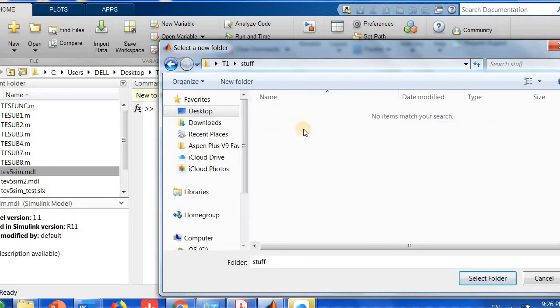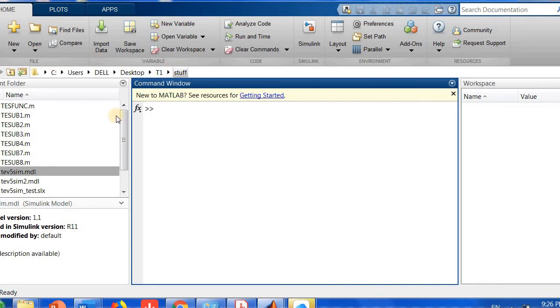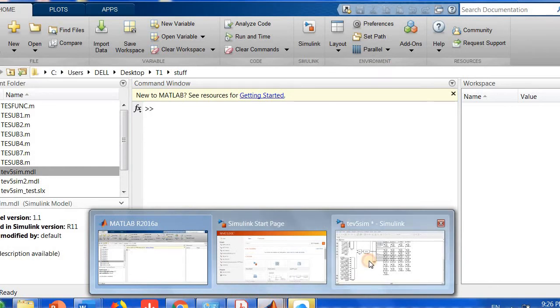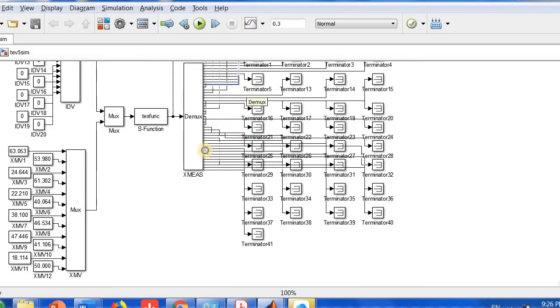So all the MATLAB and Simulink files are here. I'm going to put select folder. I selected it, and all the files will appear here. And then you're going to double click here. You're going to double click tv5sim.mdl, and when you double click it, you will have this file appearing for you. Okay, so it will appear to you.